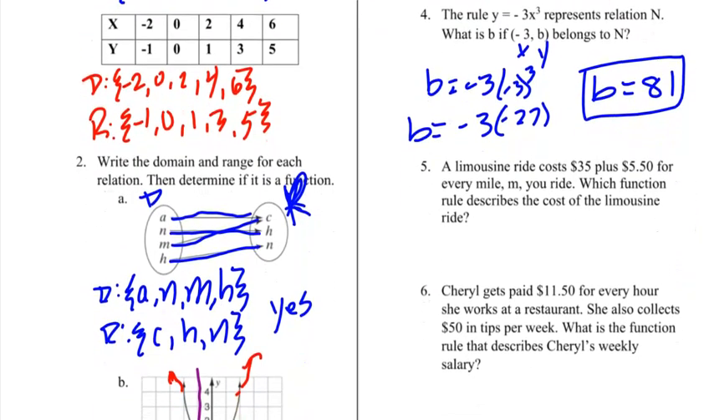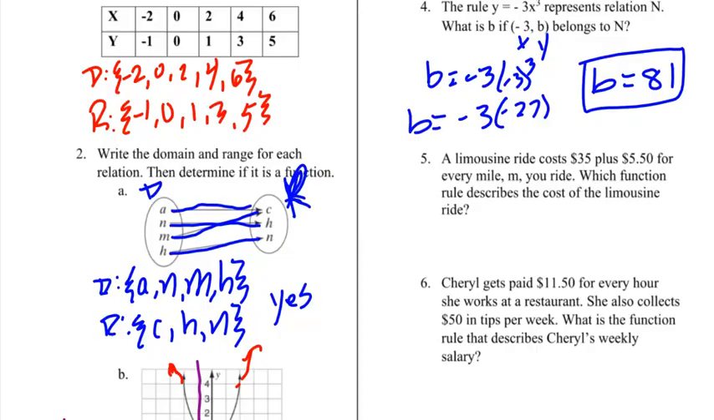Question 5. A limousine ride costs $35 plus $5.50 for every mile m you ride. Which function rule describes the cost of the limousine ride? So I'm going to do f of m equals, now it costs $5.50 per mile, so 5.50 m plus the $35 that you have to pay no matter what.